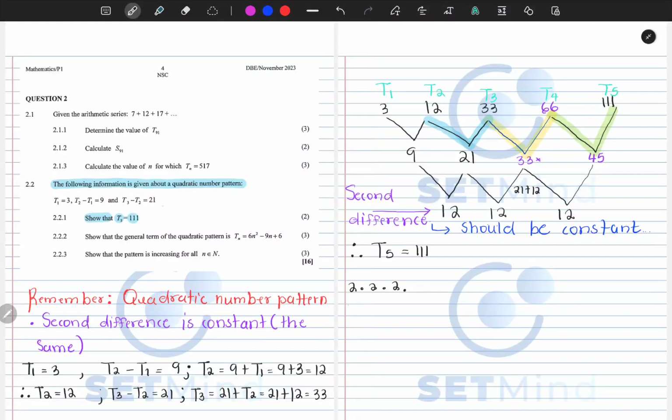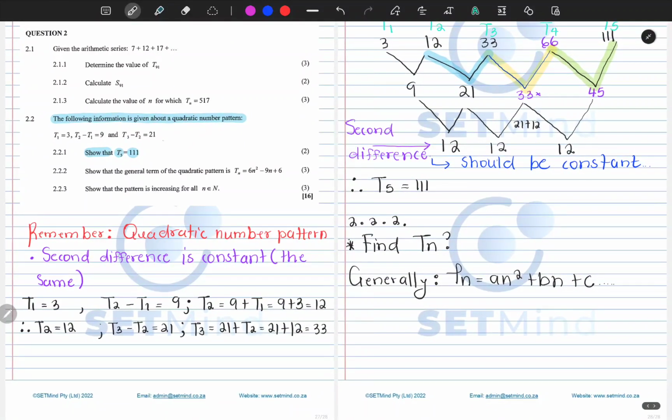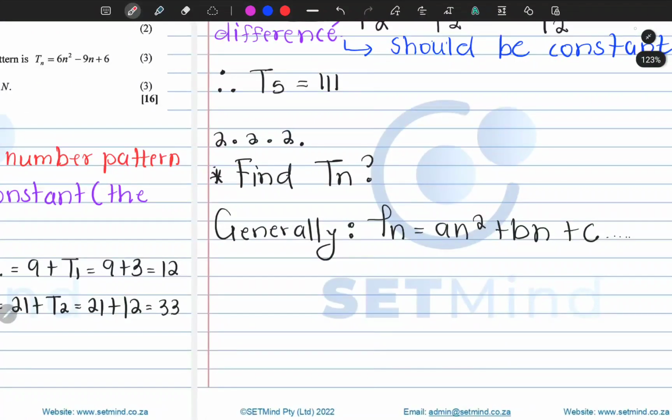So for 2.2.2, essentially they are saying we should show that the general term of the quadratic pattern is given by that. So how I would paraphrase this question is that we need to find Tn. What is Tn? So if you remember, generally, Tn is given by an squared plus bn plus c. So now the question just becomes, how do you find a, how do you find b, and how do you find c? So let me remind you of how we find a, b, and c.